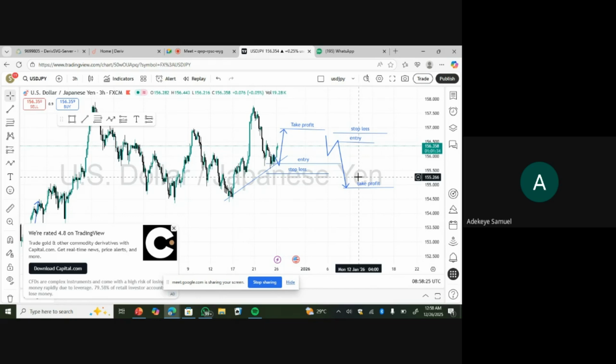Or when you use the proper risk management, you know that this particular level, this market will get to this level and retest. So here will be my take profit. Here will be my stop loss. That is just it. It's very simple.